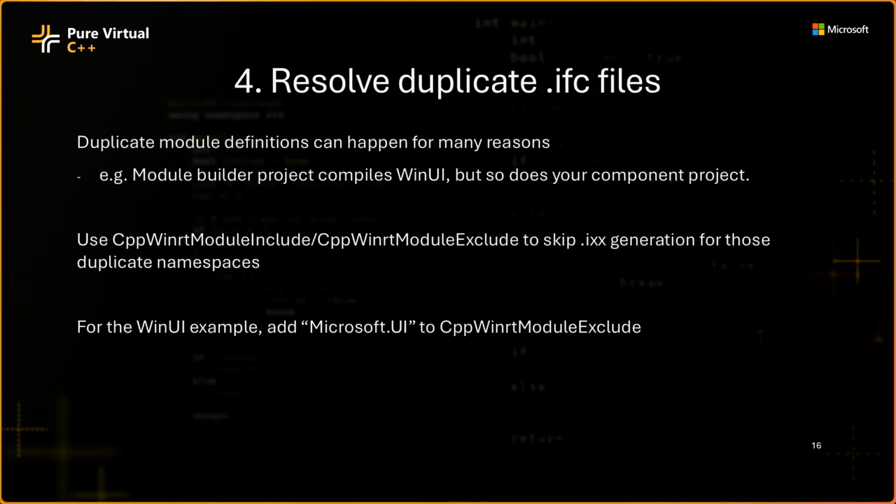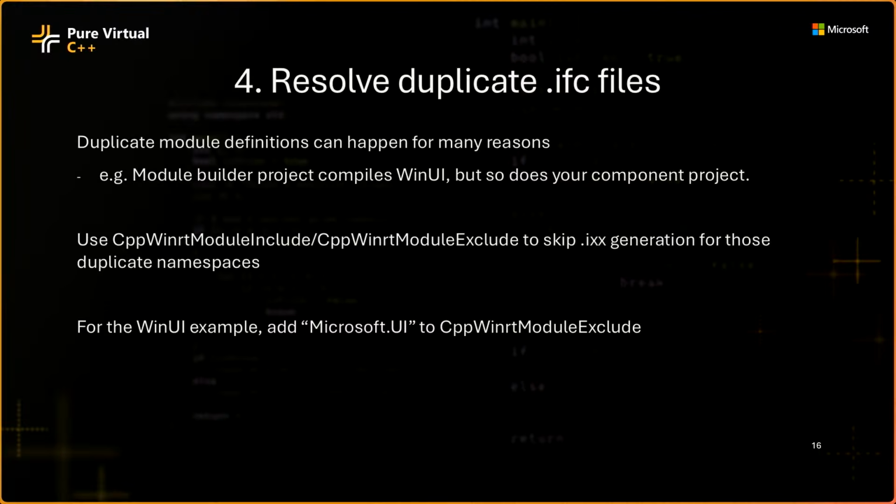Finally, step 4, you might run into duplicate IFC files. This is what module interface files compile down into. This can happen if, as we mentioned earlier, you lifted up things like WinUI WebView into your module builder project so that you can also compile those modules once and forget about it. And then later on, some other project is consuming WinUI. You're going to have built module files from both sources. It's going to complain that it's ambiguous.